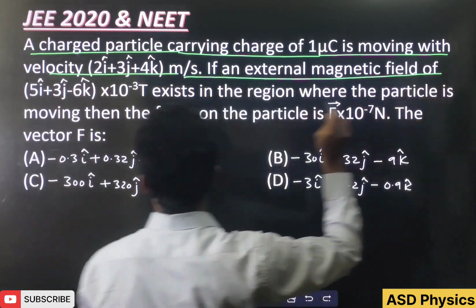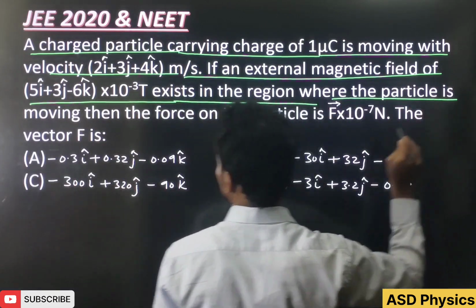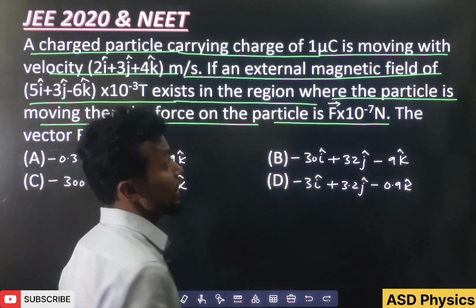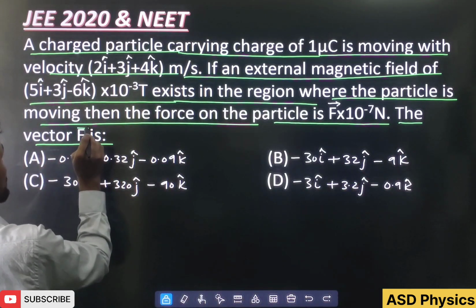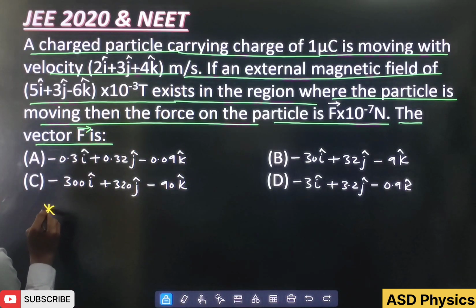If an external magnetic field of this exists in the region where the particle is moving, with the force on the particle, how much is given? F into 10 power minus 7 Newton. The vector F is how much here? Okay. So again, we will use the formula. What is the formula here?